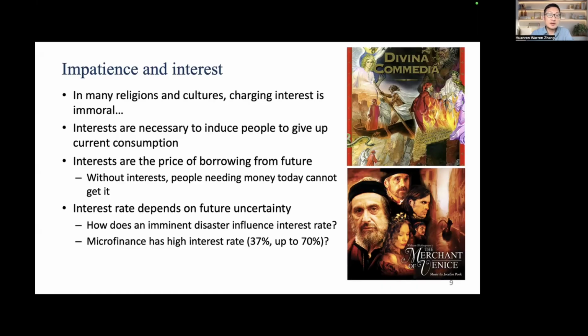Interest rate depends on future uncertainty. Consider the following situation. Suppose there is an imminent disaster. How would that influence the interest rate? It probably would make people more impatient.